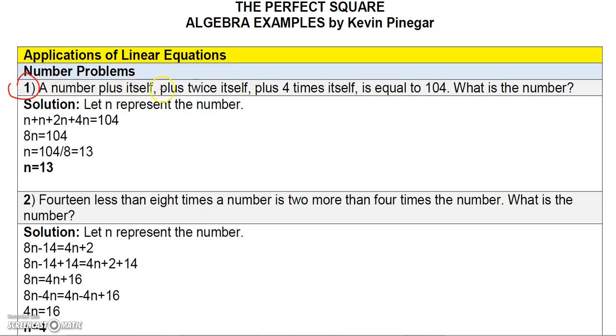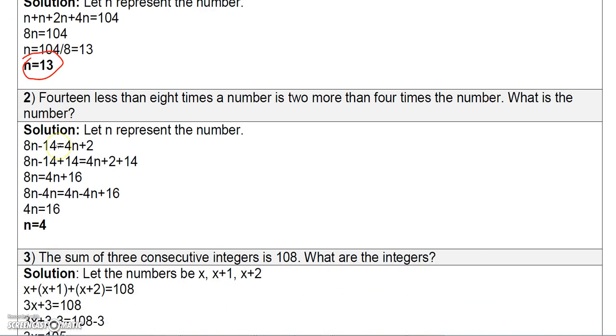A number plus itself plus twice itself plus 4 times itself is equal to 104. What is the number? Well, this is pretty straightforward. Just let n represent the number, and then take the number plus itself plus twice itself, then plus 4 times itself, equal 104. If you add that up, n plus 2n plus 4n is 8n, and 8n equals 104. Now divide both sides by 8, and you get n equals 104 divided by 8, which is 13. So the number is 13.